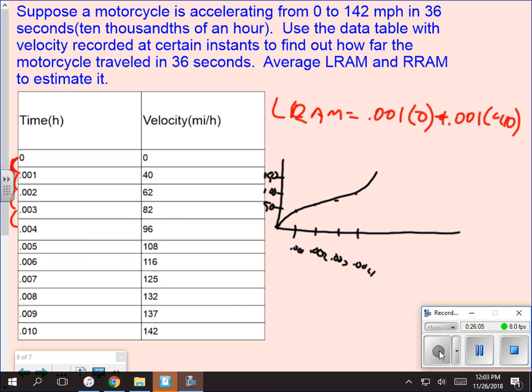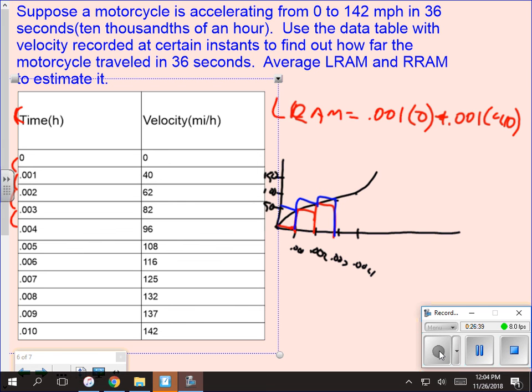What are you doing with the LRAM? You're going with your left-hand height. Something like that. What are you doing with your RRAM? Right hand, and so on. Where do these values come from? Well, our left-hand one goes from 0 to 0.001. This is the width of our first rectangle, 0 to 0.001. That's the x-coordinates. It is a height of 0 on the left and a height of 40 on the right. That's where you're getting it from.